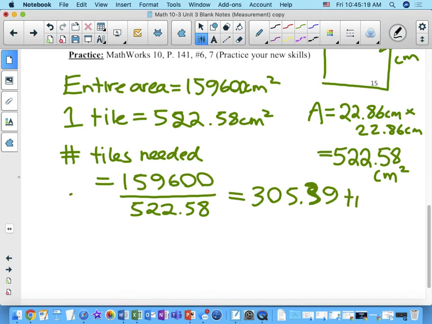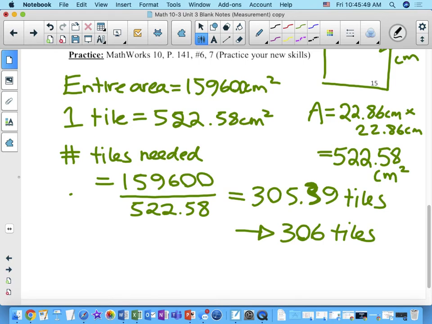Tiles. In this case, how would you round? 305 point, how many tiles would you need to get? 306. Yeah, you don't want to go down because then you wouldn't have enough, right? You want to go over so that you can cover the whole floor. So 306 tiles. That's how many tiles you need.